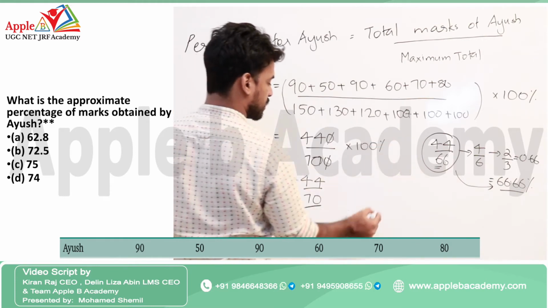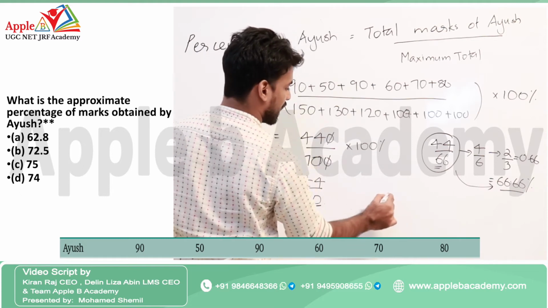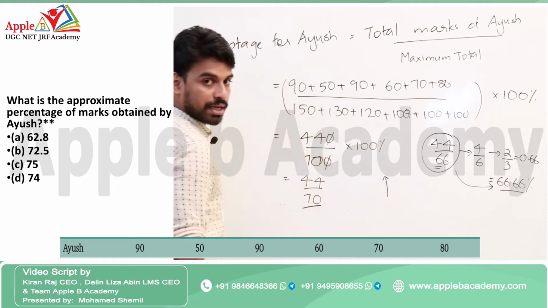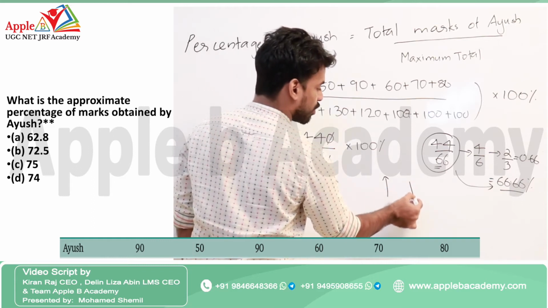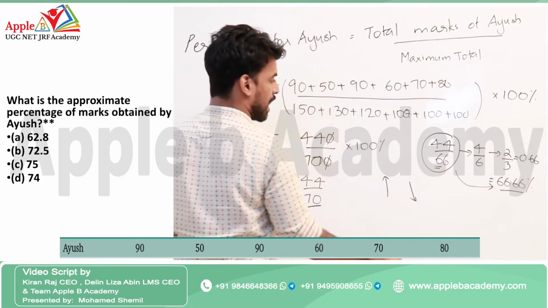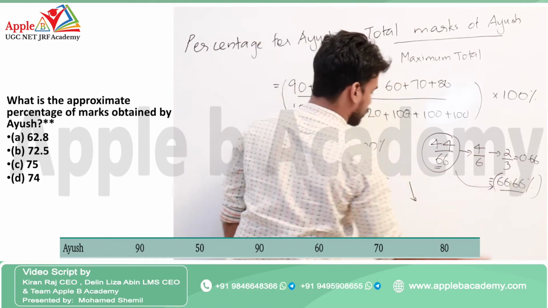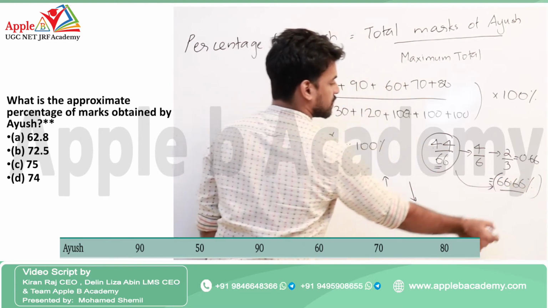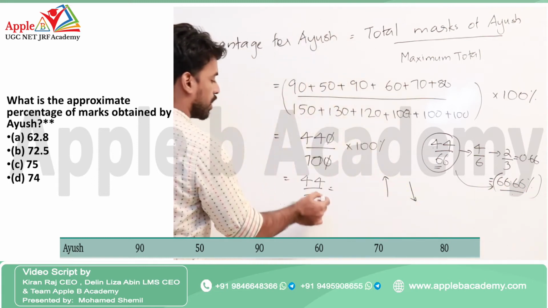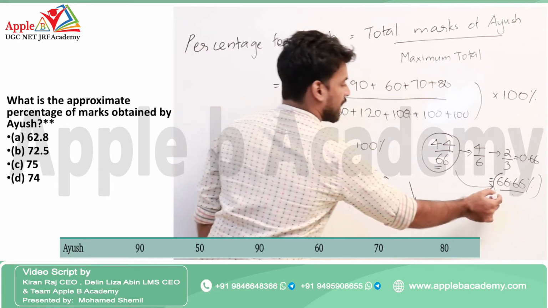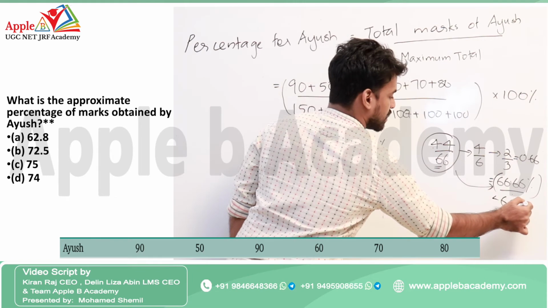Here what happens is the denominator is actually increasing. So when the denominator increases, the actual value reduces, which means our fraction would be less than this result. So if 44 by 60 is 66.66, 44 by 70 will definitely be less than 66.66.